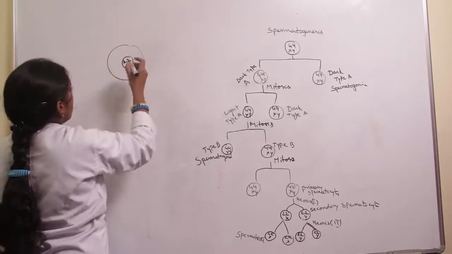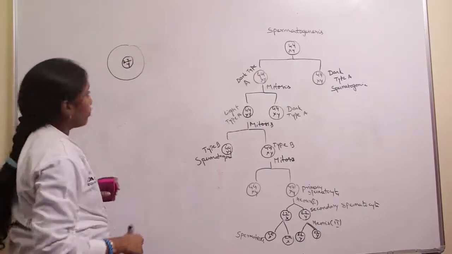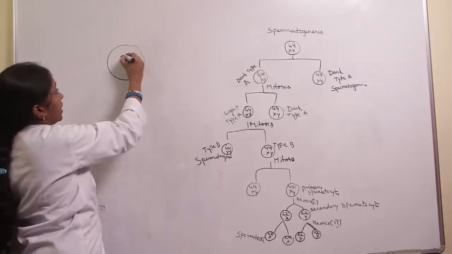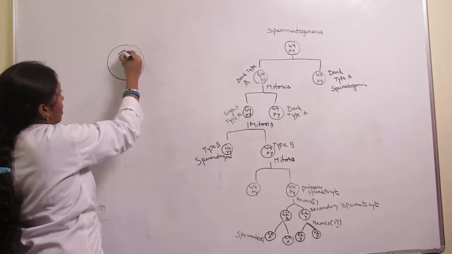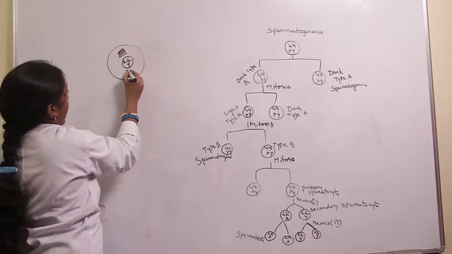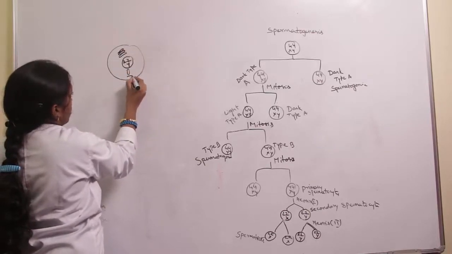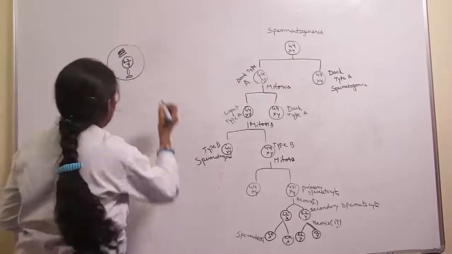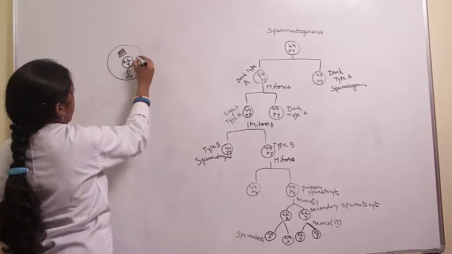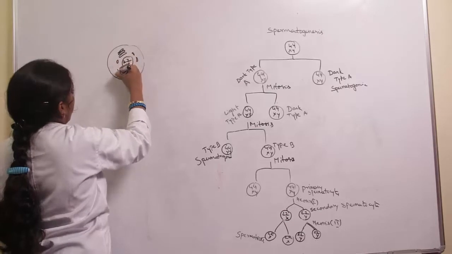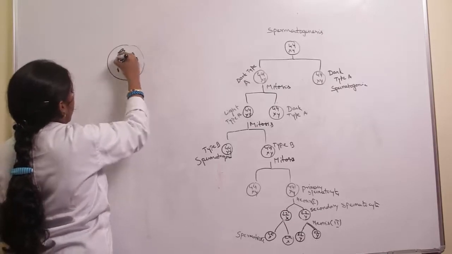And when we take the spermatid, the structure of the spermatid: this is the nucleus carrying a haploid number of chromosomes, and this is the Golgi apparatus. We have the anterior centriole and the posterior centriole, and we have mitochondria all over the spermatid.